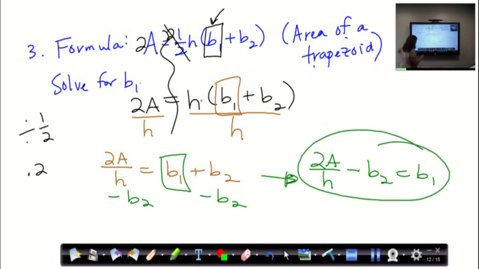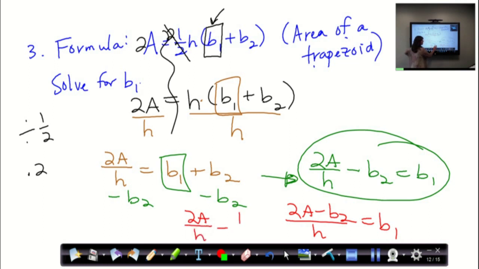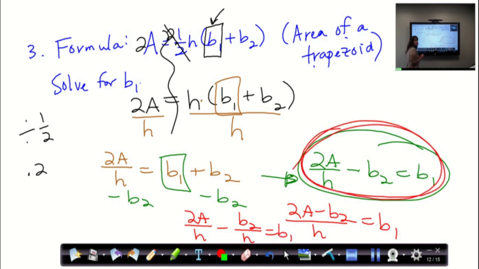Because frequently what people will tell me is that the result is going to be a 2A minus B2 over H equal to the B1. But if that's what you're talking about, then you're saying you're going to take the 2A and divide it by H, and you're also going to take the B2 and divide it by H. But you can see right here, that's definitely not what's happening. That B2 is not being divided by an H. So this is not what you want. What's circled is definitely what you want. And that is how you solve a formula for a particular variable.